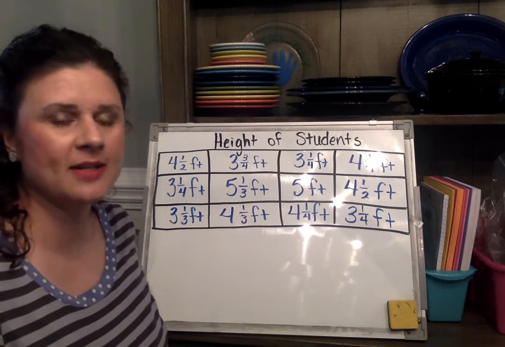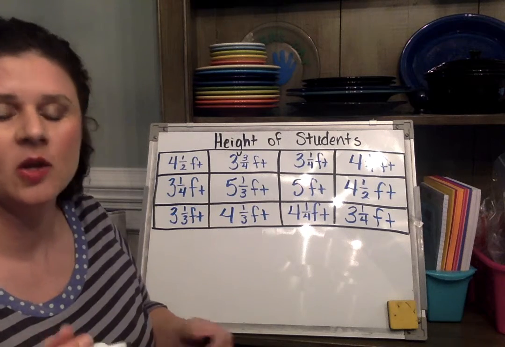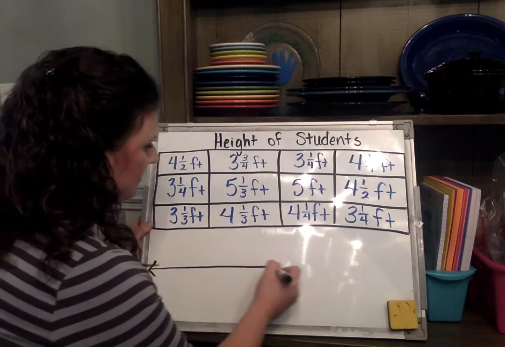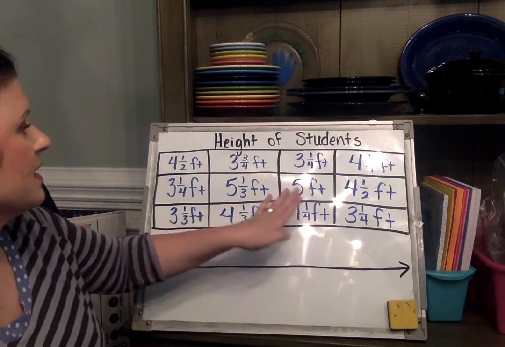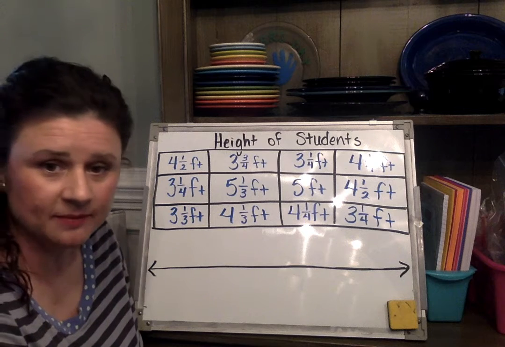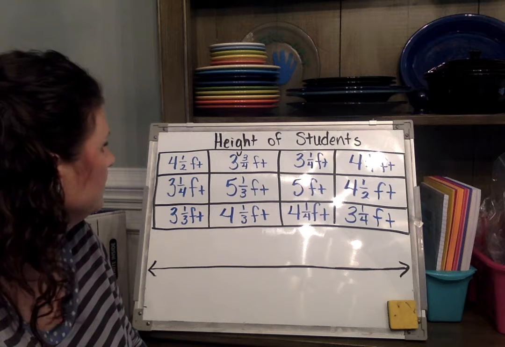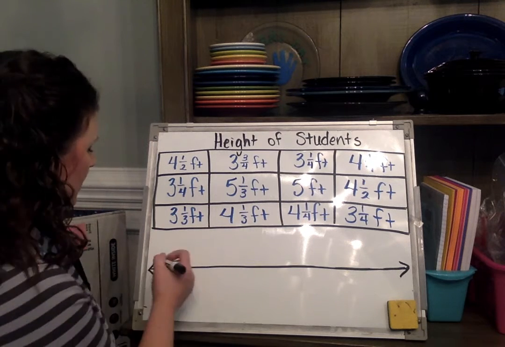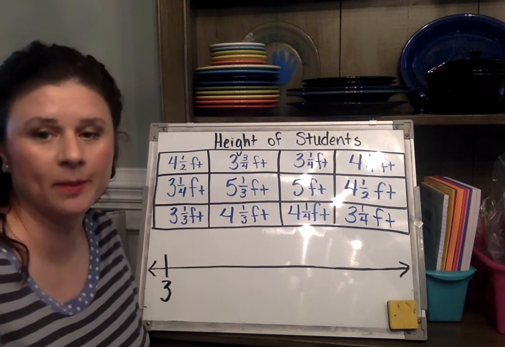Next, I want to put these fractions in order on a number line, which basically a number line is a ruler or a tape diagram. So I'm going to draw my number line. Now I want to look at my smallest number up here. I don't see 0. I don't see 1. I don't see 2. Now I see 3 and a fraction. So I'm going to start my number line with 3, because I want to start a number line with a whole number.